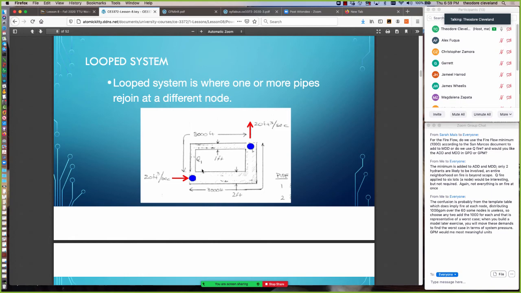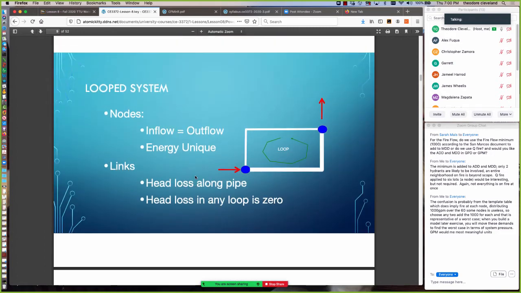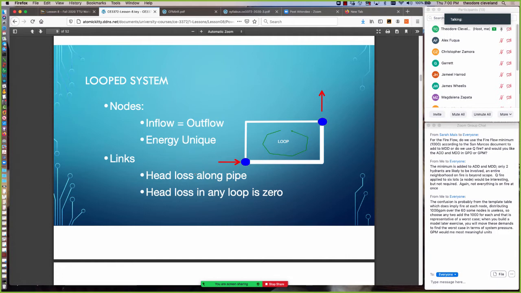The total head loss around that loop is algebraically 0, because in this part of the traverse we're going in the same direction as flow, and in the reverse part of the traverse in the other pipe we're going opposite the direction of flow, so we regain the lost head. And in a loop system, the node equations have the same properties, inflow equals outflow, and the link equations still have the same head loss equations, but historically we observed that head loss in any loop is 0.